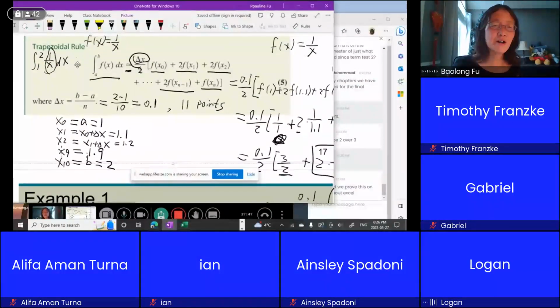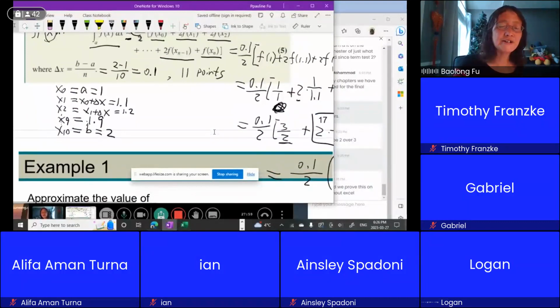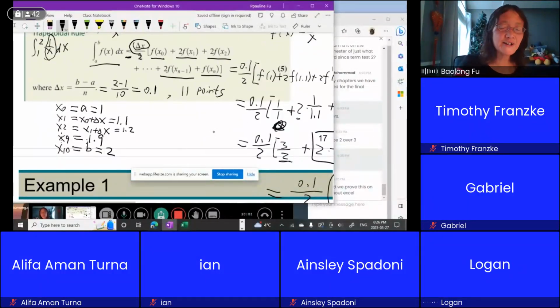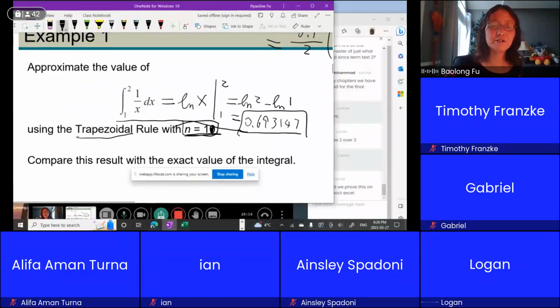In this example, our integral is from 1 to 2, and we are given n equal to 10. If this is the case, we need the points from x0 to x10. We cannot go to x11. The last one is x10 because n equals 10. If n equaled 11, the last one would be x11, but n equal to 10 is given. Okay, thank you for your question.